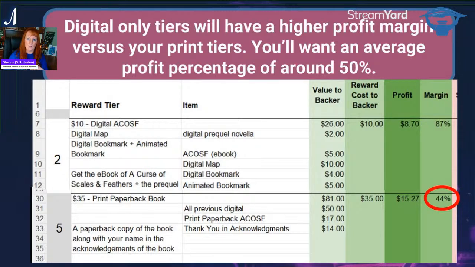Now, the next tier up, I had like a bookmark and I had character artwork and stuff. And as you went up, there's more print stuff. The more print stuff you have, the more it eats into your profit margin. So you want to try to balance it out between your digital and your print tiers, where your profit margin is going to be an average of around 50%. If you can get higher, that's great. But then at the same time, you want to make sure that you're still delivering that value to the backer. And that's the balance, delivering value to your backer while you're still keeping your profit margin high.